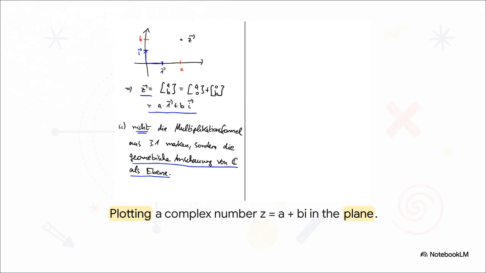Your a value sits on the horizontal axis, the real axis, and your b value sits on the vertical axis, the imaginary axis. The key takeaway here is that both a and b are just standard, everyday real numbers acting exactly like your typical x and y coordinates in this new 2D landscape.